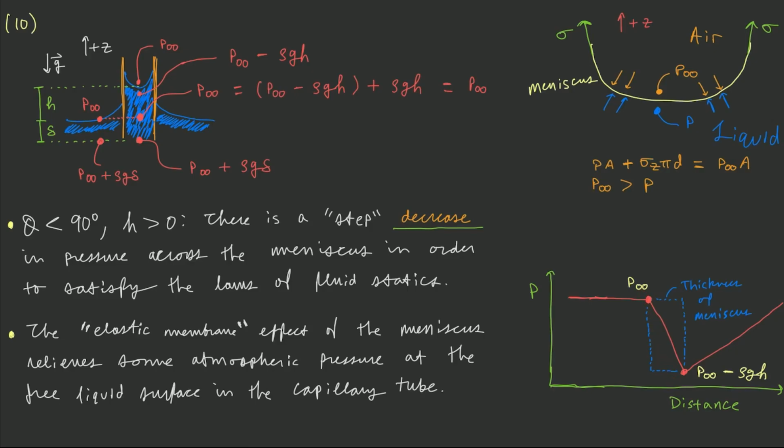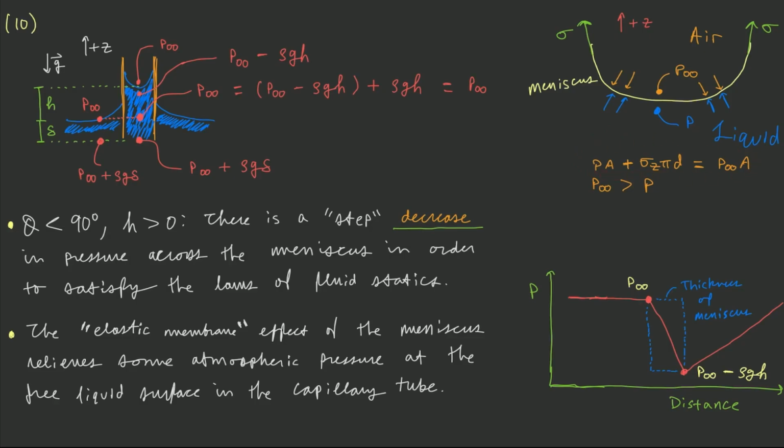So another way to drive home this point is to look at a free body diagram of just the meniscus, and again we're going to use the simplified assumption that the 2D projected area of this meniscus, so this 2D projected area right here, is the area over which both the hydrostatic and ambient pressures act. And that's just a simplified geometric assumption. We reviewed that in the previous videos. So using that simplified geometric analysis, we can see that our Newton's second law for this free body diagram is PA plus sigma z pi d is equal to P infinity A.